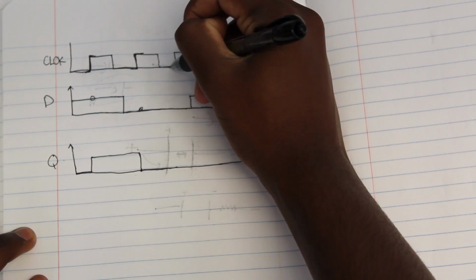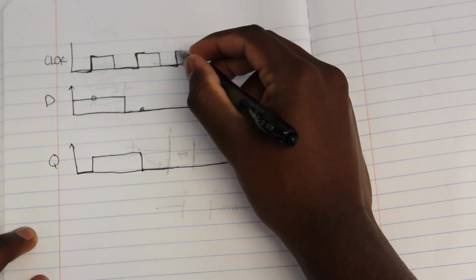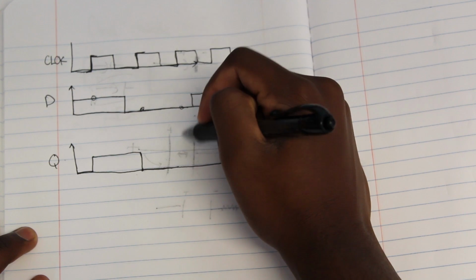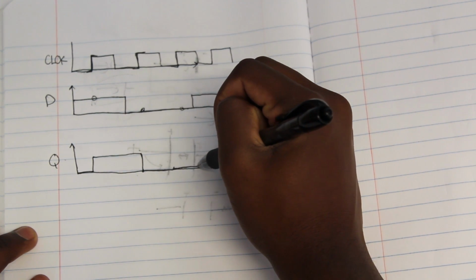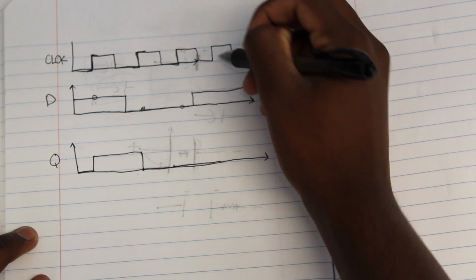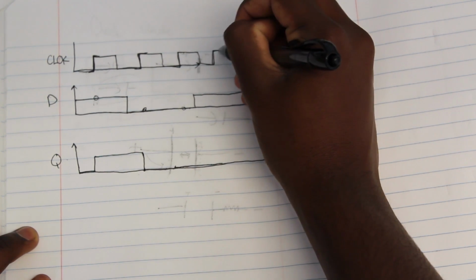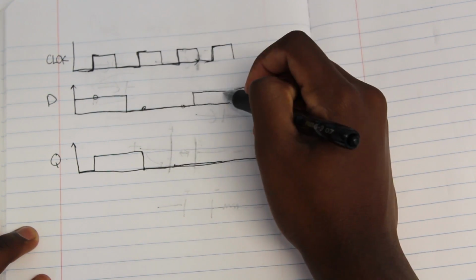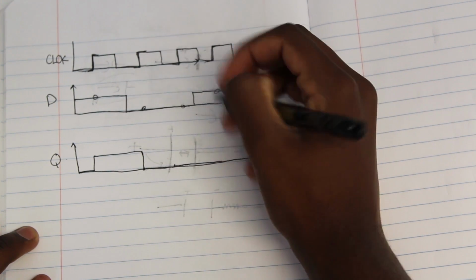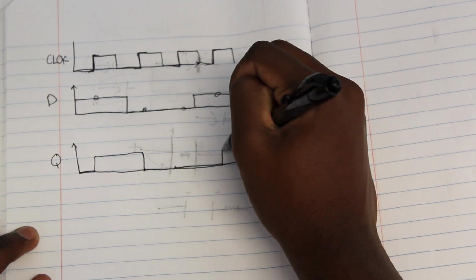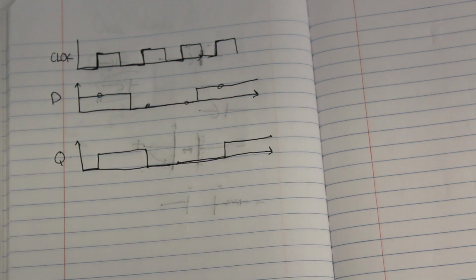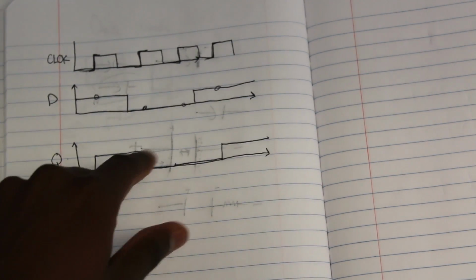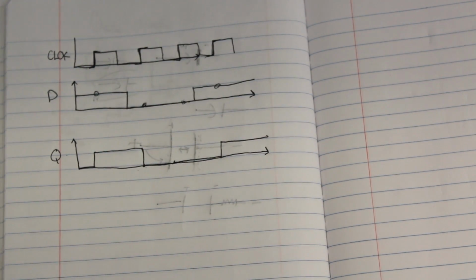Okay? This is the next time it changes from low to high. What's the value of D here? It's 0. Okay? So it's going to continue on being 0 until the next clock cycle, which is here. The next clock cycle is right here, change from low to high. What's the value of D? It's 1. So then here, it'll change to 1, and it'll just continue to do so until the next clock cycle. So this is the actual value of Q that we have here.